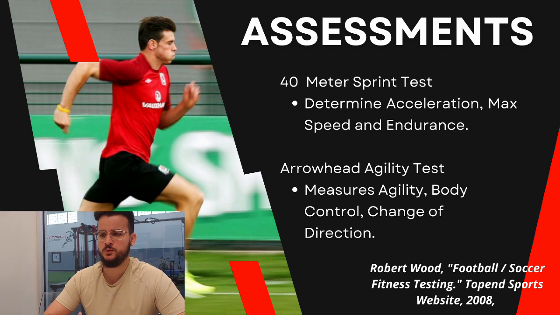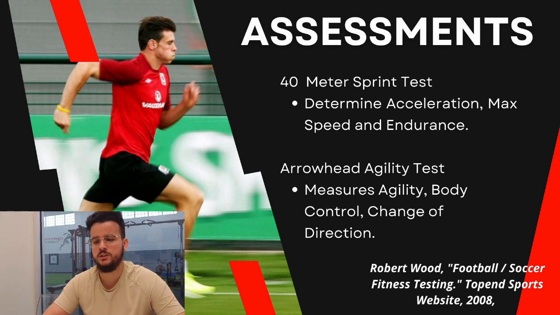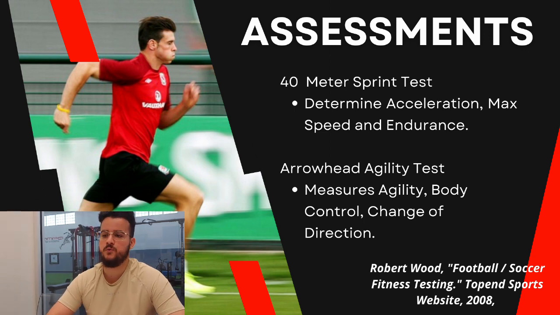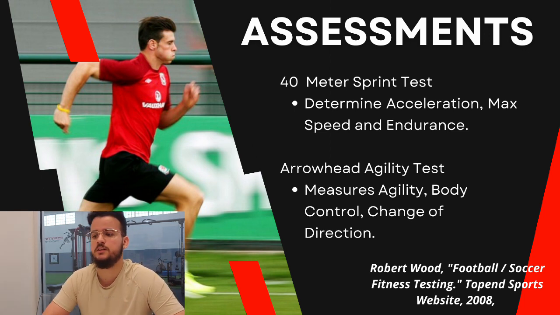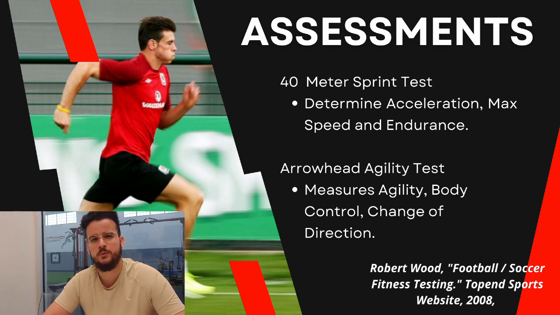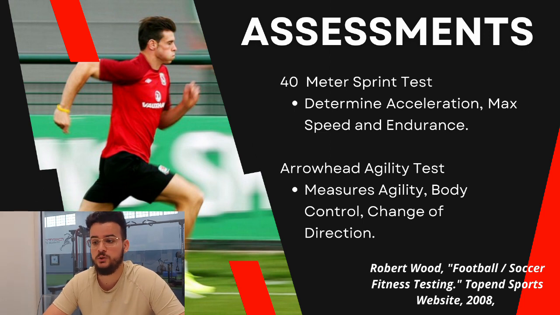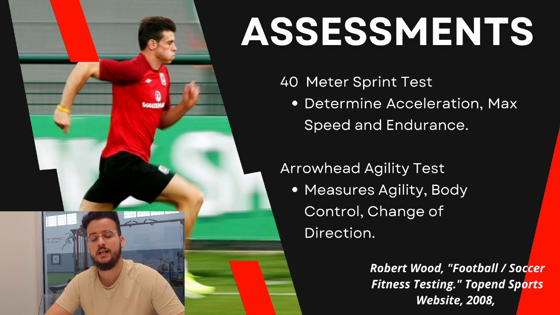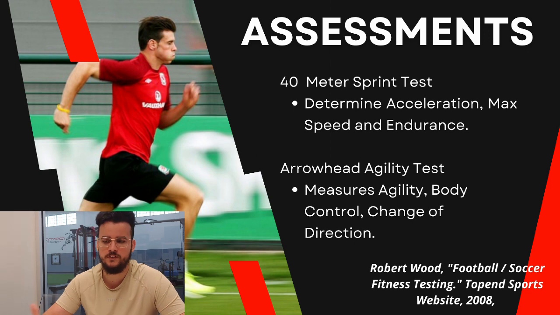So assessments, I have two assessments here that are going to really assess a soccer athlete to see where they're at. So we have the 40-meter sprint test. This will determine your acceleration, your max speed, and your endurance. And then the other assessment is called the arrowhead agility test, which is pretty much a full 4-cone drill, and it measures your agility, your body control, and your change of direction. So these two assessments, the 40-meter sprint test and the arrowhead agility test, are key to see where the soccer athlete is.